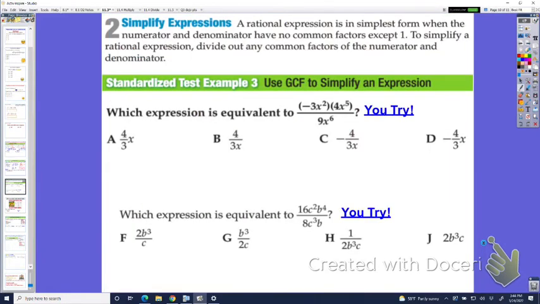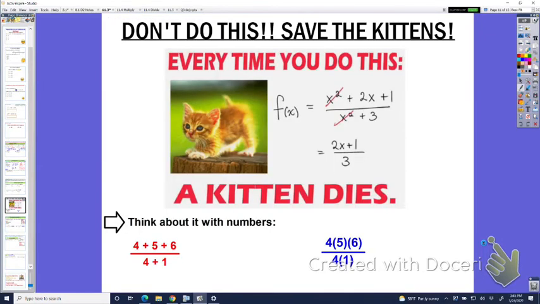Moving on, these are just the exponent property rules going back to chapter 7. So you try both of these. It's just kind of review. In Delta Math, we're going to ask for a code word, and that code word is kitten.